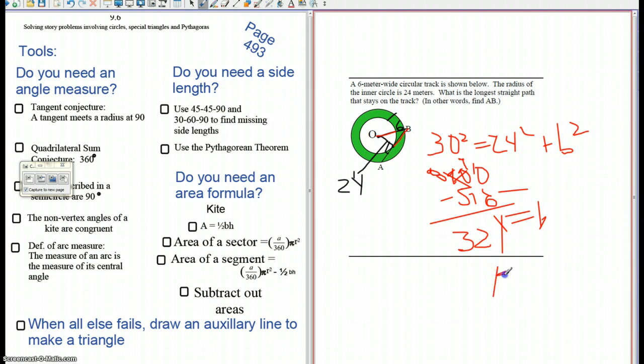So the half the distance of AB is 18. This part is 18. If I double it, I find the length of AB. Twice 18 is 36. That is, oh, that's meters. Not meters square, it's a length. That is 2 examples of how to use the checklist.